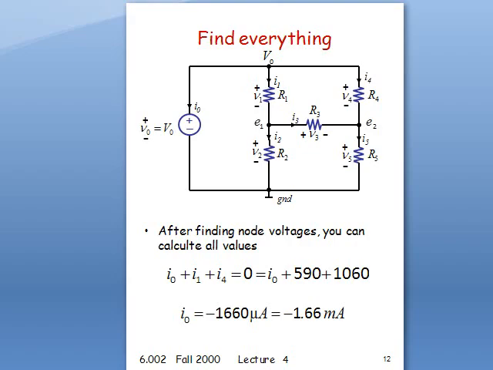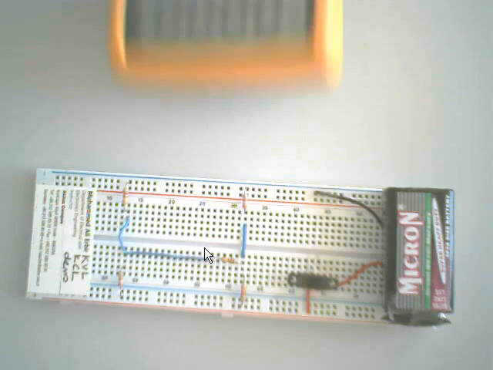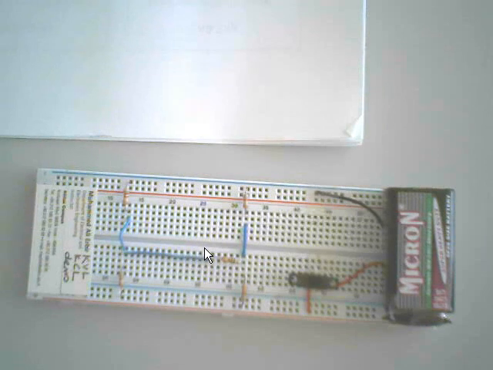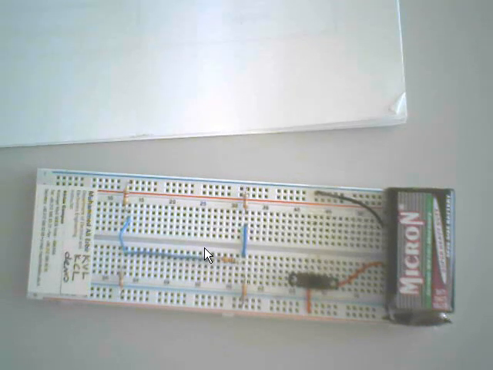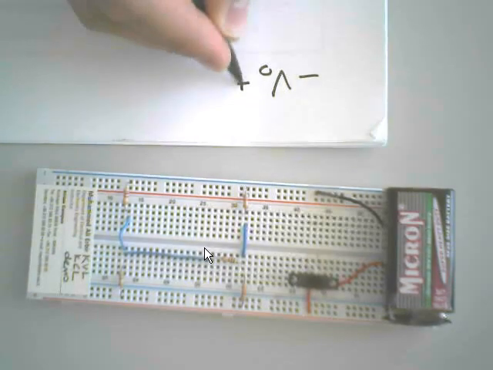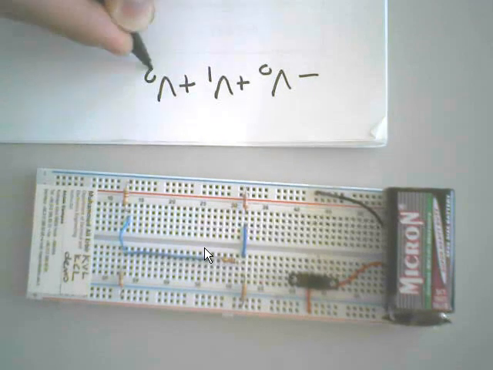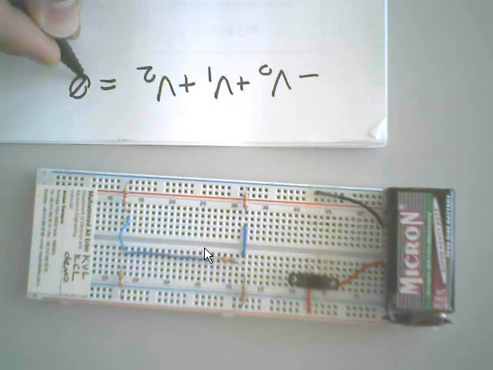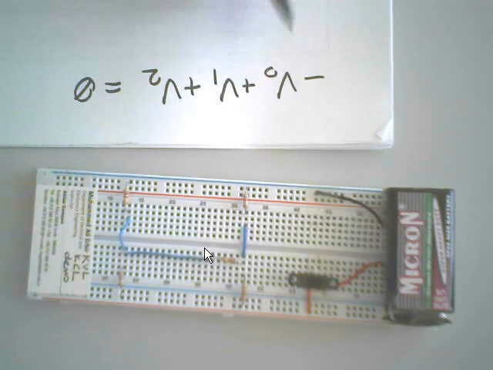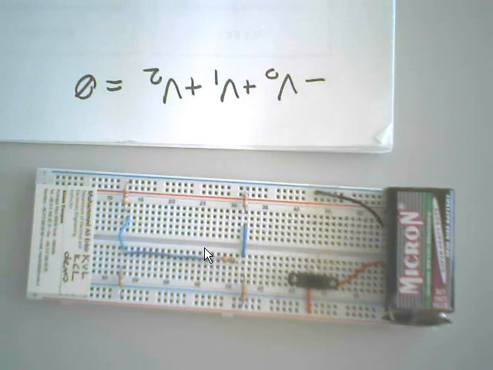If you write the KVL equation for the first loop, we have to write minus V0 plus V1 plus V2 is equal to 0. This is the KVL equation for the first loop. So I will measure these values and see that KVL holds.